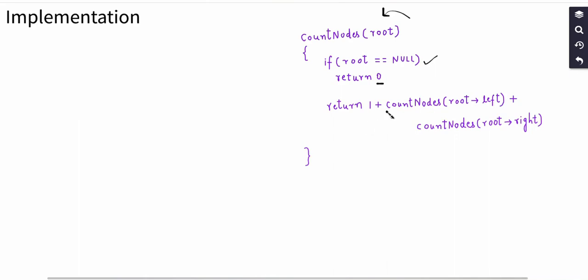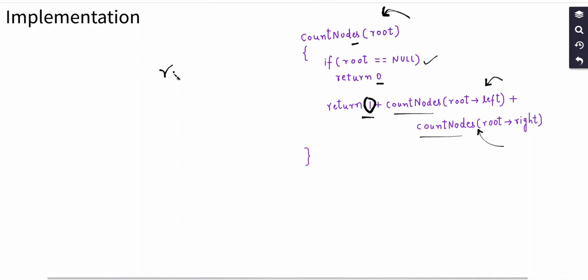Otherwise, we recursively call the same function for the left subtree and for the right subtree, while we add 1 to the answers returned by the number of children in the left subtree and the number of children in the right subtree, plus 1, which accounts for the root node that we have here.